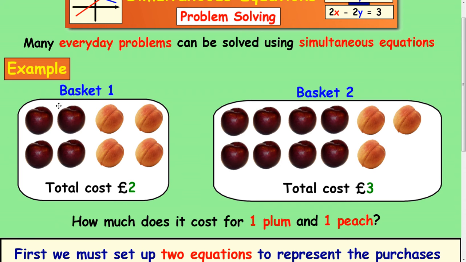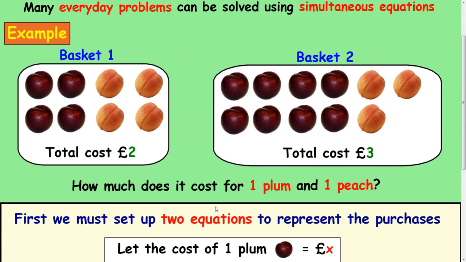We've got a basket here with 4 plums and 4 peaches, and that comes to £2. And we've got another basket with 8 plums and 3 peaches, and that comes to £3. The question is, how much does it cost for 1 plum and 1 peach? Because there's 2 unknowns here, that's how you would know it was a simultaneous equation question.